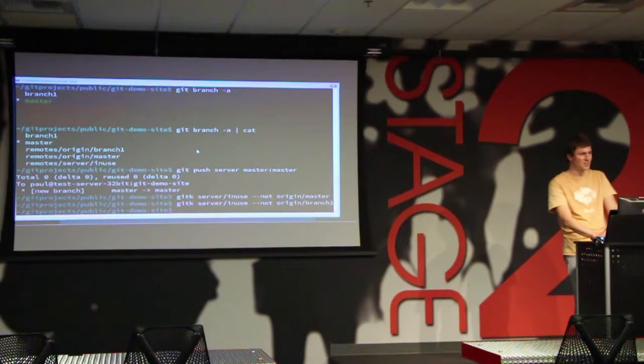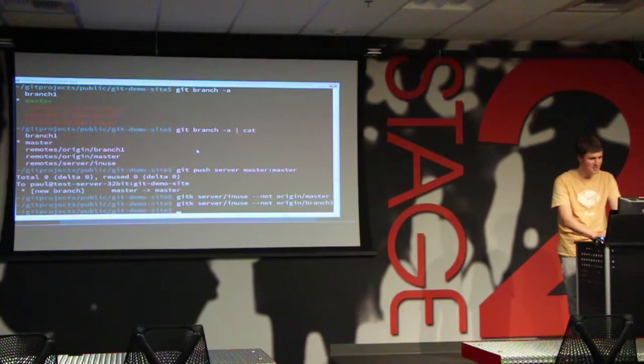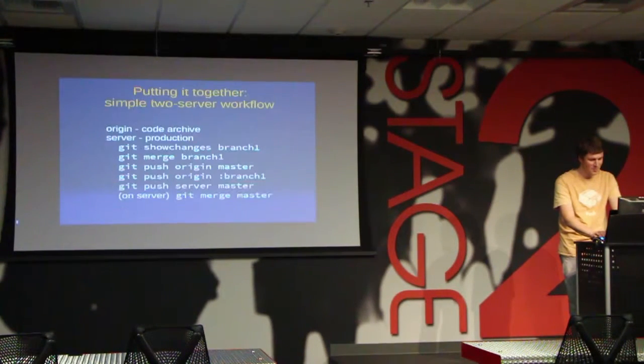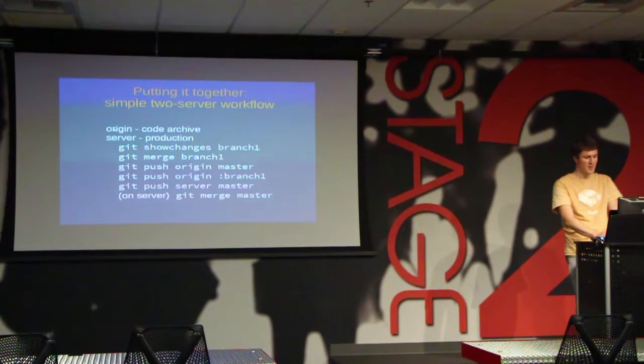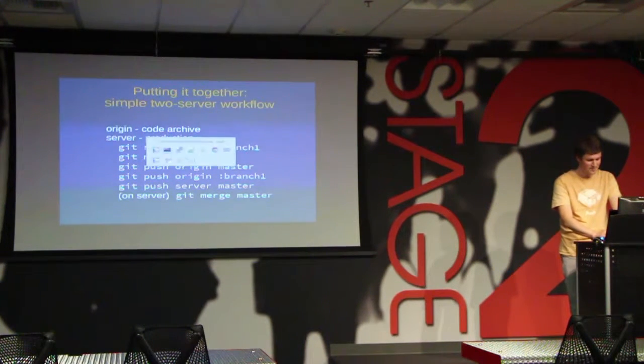So I said I was going to merge in a couple of slides. I really want to do that now so you can see the point of all of this. But just to remind you of what's going on, the code archive is on GitHub. We're calling that origin. We have this production server called server. I guess I didn't need this. Remove that from the talk, but we're going to go ahead and merge branch one right now.